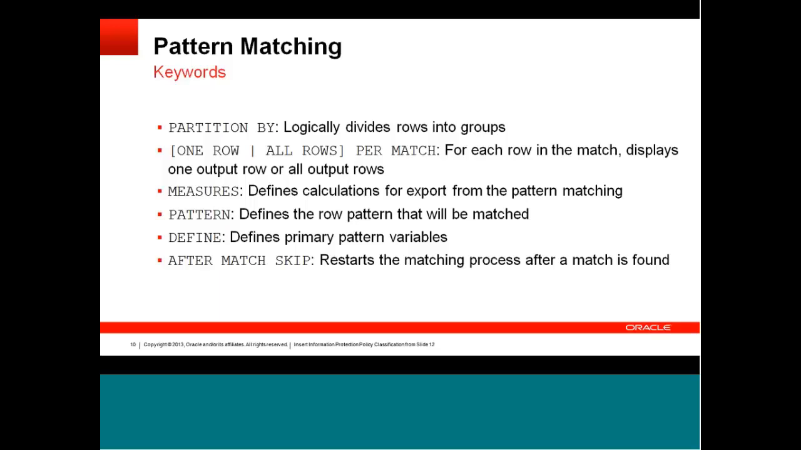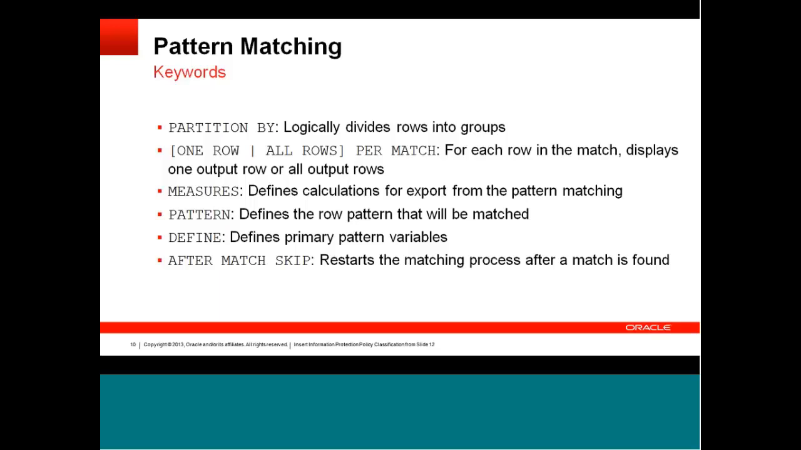We also have a few built-in measures to help the developers understand how their pattern is being applied, with the help of a match number and classifier function, which we will be looking at in a later slide. Then we have the pattern keyword, which defines the row pattern that will be matched. That is, it defines what pattern we're looking for in a table. For example, in a stock chart, are we looking for a W pattern, a V pattern, a U pattern?